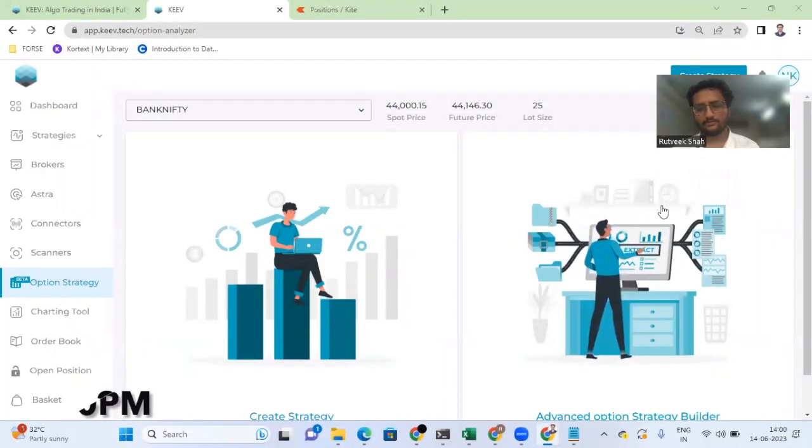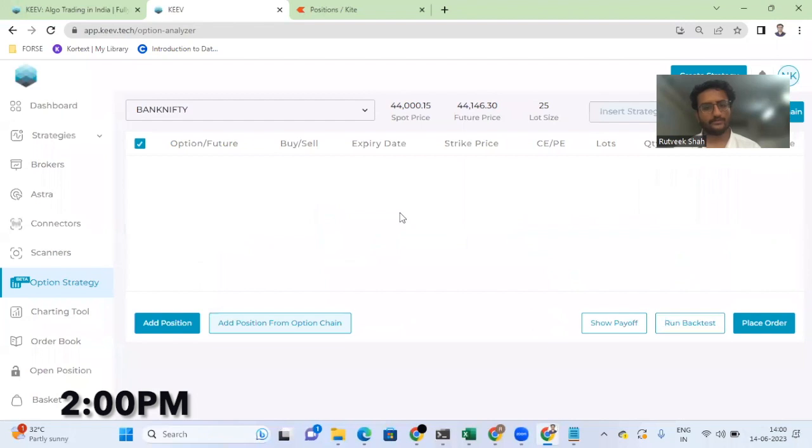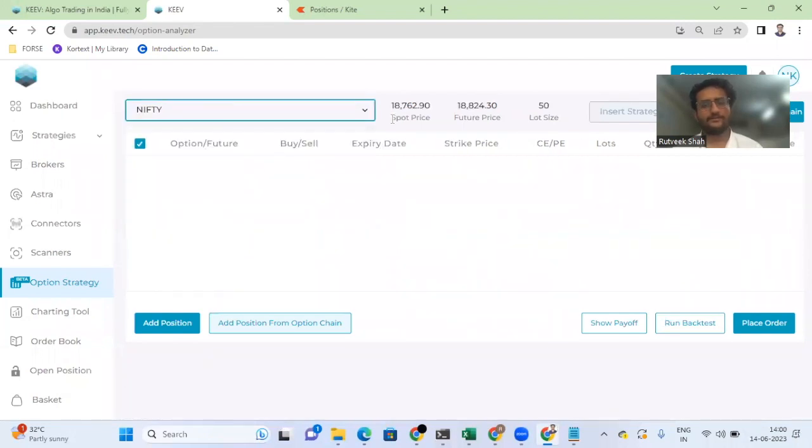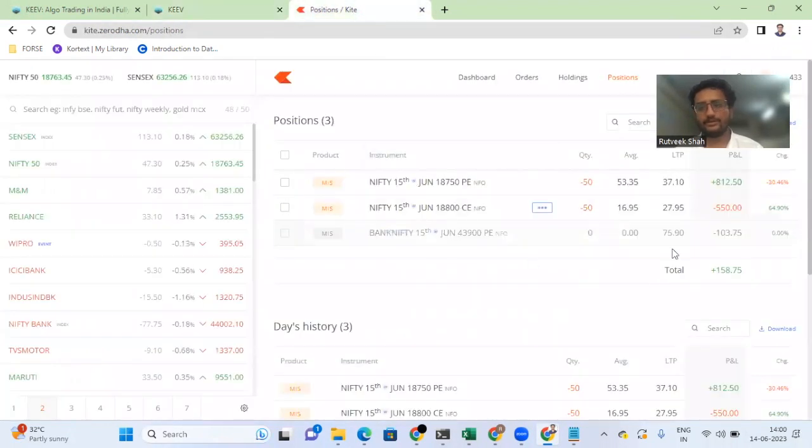Hello everyone, just a quick 2 p.m. update for the video. As we are seeing, the Nifty is currently trading in a range of around 18,750 to 18,800, because of which we are benefiting from the trade. As we can see here, even though our 18800 call has increased, it has increased only approximately 10 to 11 points from the buy price.